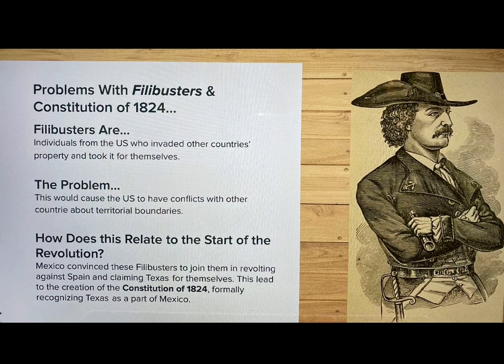This made Mexico very angry and caused the country to start having disputes with the United States due to territorial boundaries. How does this relate to the start of the revolution? Mexico convinced these filibusters to join them in revolting against Spain because at the time, Spain and Mexico were at war with one another, and they would claim Texas for themselves. This led to the creation of the Constitution of 1824, formally recognizing Texas as a part of Mexico.